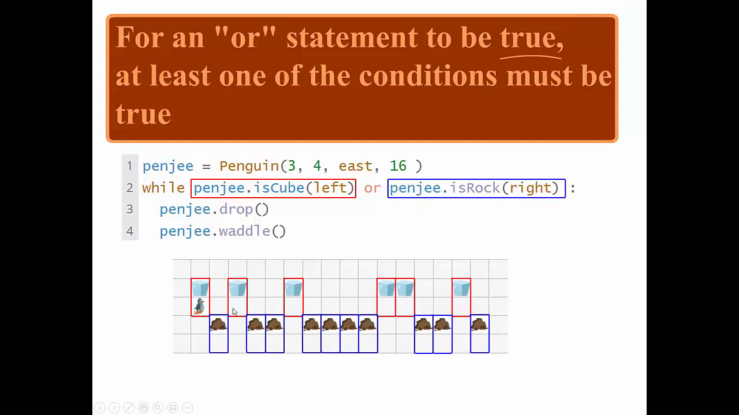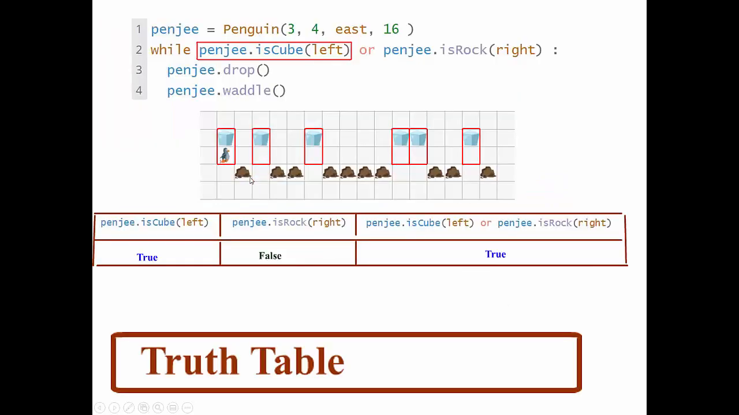Red case, blue, red, blue. Cube, rock, rock, cube, right? So the takeaway that we can get is that for an or statement, one of the two must be true for the whole thing to be true. You can represent this in a truth table, which you're going to experience probably at some point in your math classes. A truth table is just a way for us to break down this compound situation. It's compound because we have two things. We have cube left or rock right.